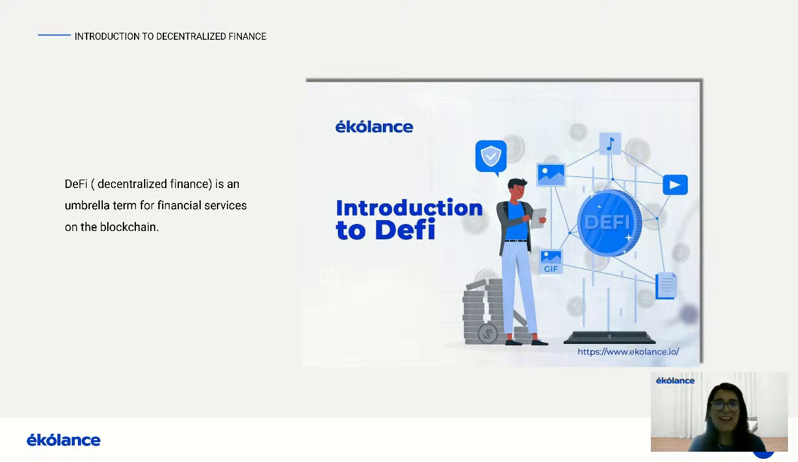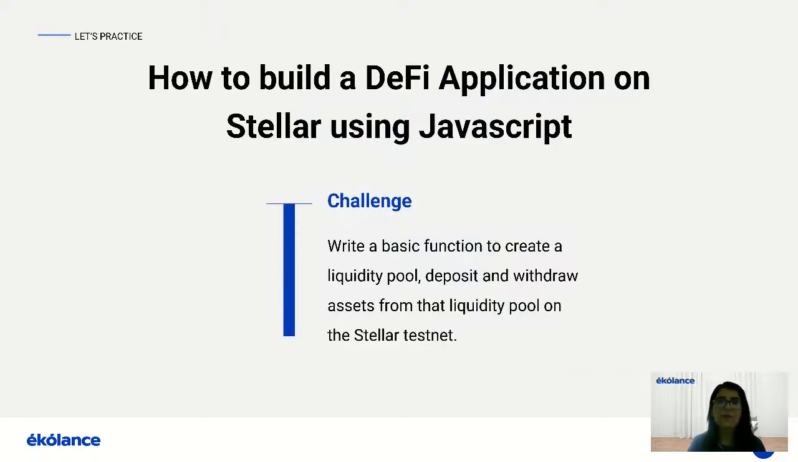Now, jumping into the next part, the introduction to DeFi, or I already mentioned what DeFi is. It is all kinds of financial services happening on a blockchain, right? Today, what we're going to do together with Donatus, who is going to lead the practical part, is build a DeFi application using JavaScript on the Stellar blockchain. This DeFi application will be a basic function to create a liquidity pool, deposit and withdraw assets from that liquidity pool on the Stellar testnet.